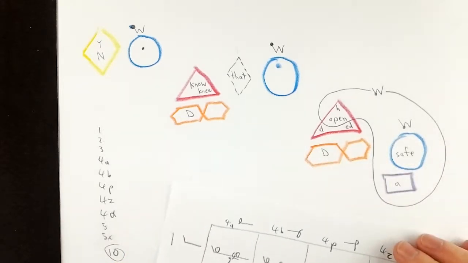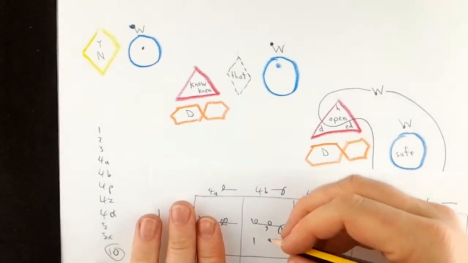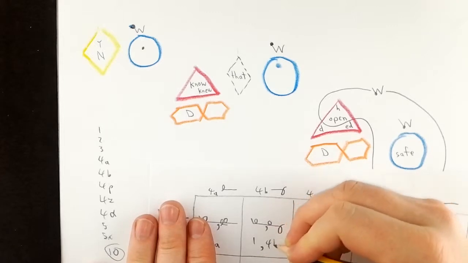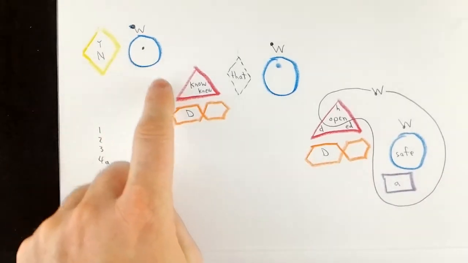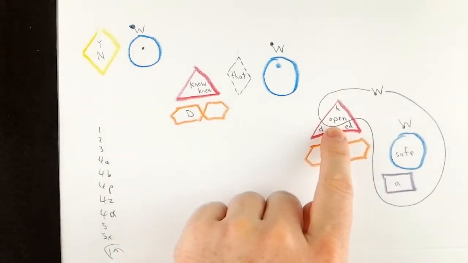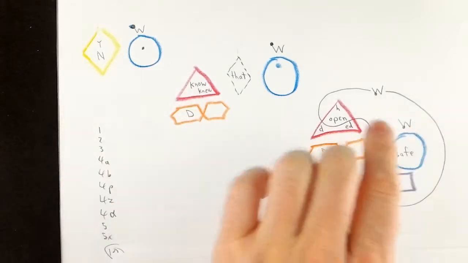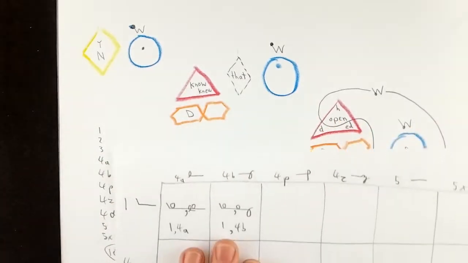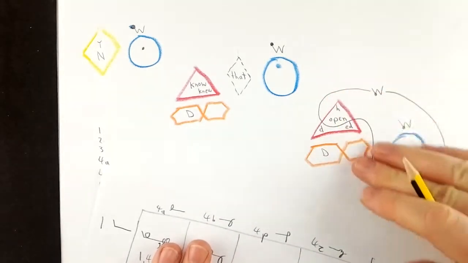Okay, so look at this. 1 for B. Ready? Number 1 for B. Did they know what he opened? 1 for B. 1 for P. Here's 4P.